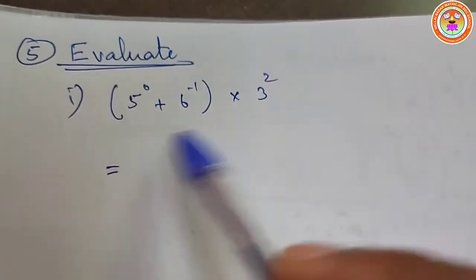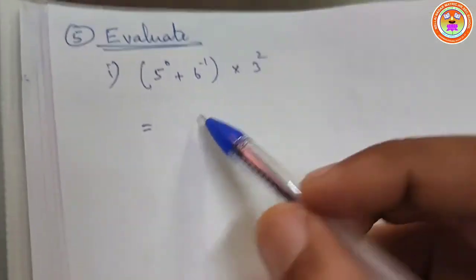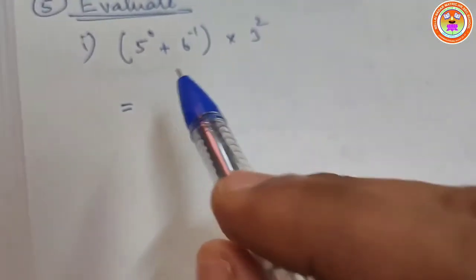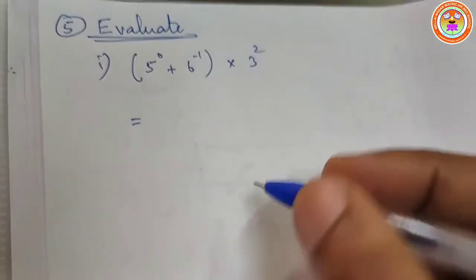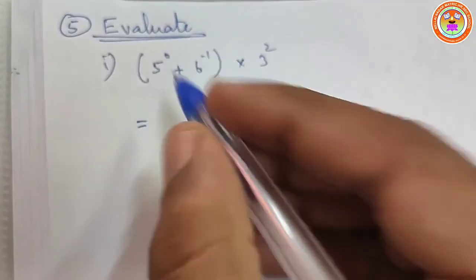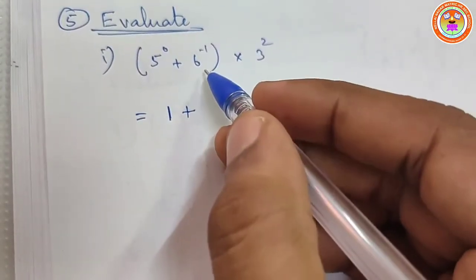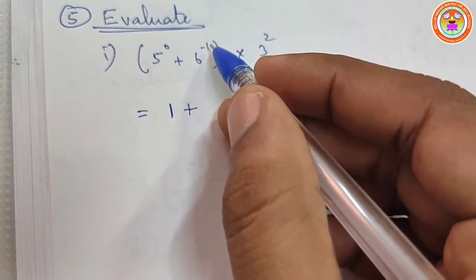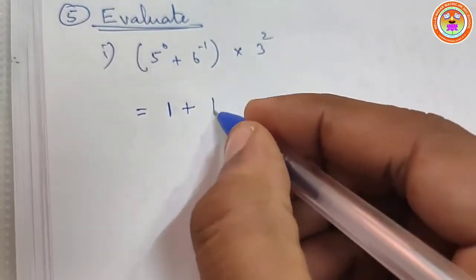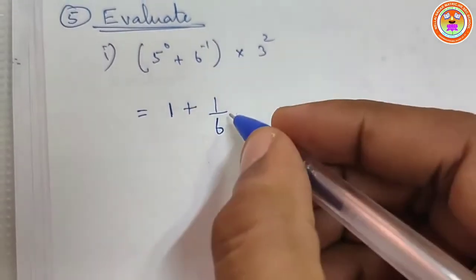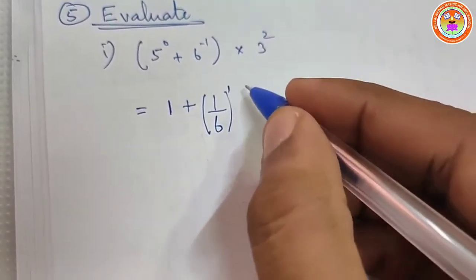Here in this sum, we are going to use all the laws, the power of 0 and also negative powers. All the things we are going to use here. So what is 5 power 0? 5 power 0, anything power 0 is 1. And what is 6 power minus 1? If it is a minus, you have to reciprocal the base. So if you reciprocal the base, put the power 1. That means here 1. Close the bracket.